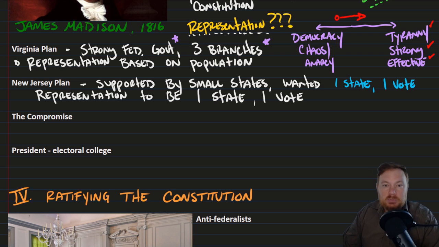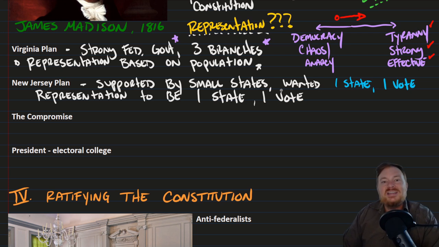Which one was more democratic? It was the Virginia Plan, right? When you base it off population, it says that people have more of a say. One state, one vote sort of distorts political power when you think about population. So big states said we want population. Small states said one state, one vote. Eventually, the two sides came to a compromise.